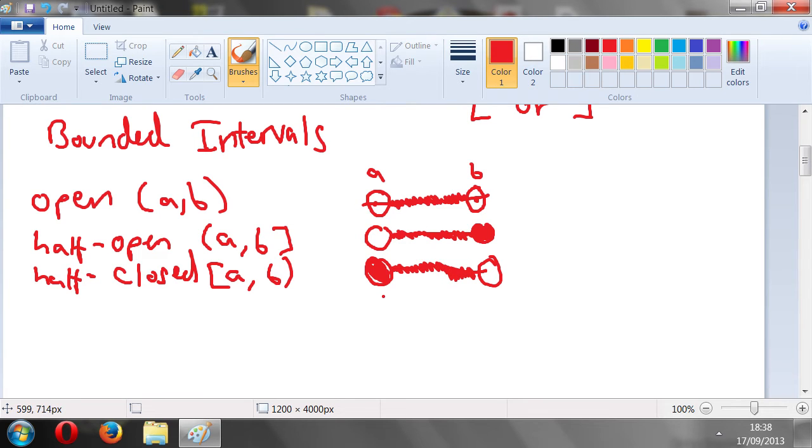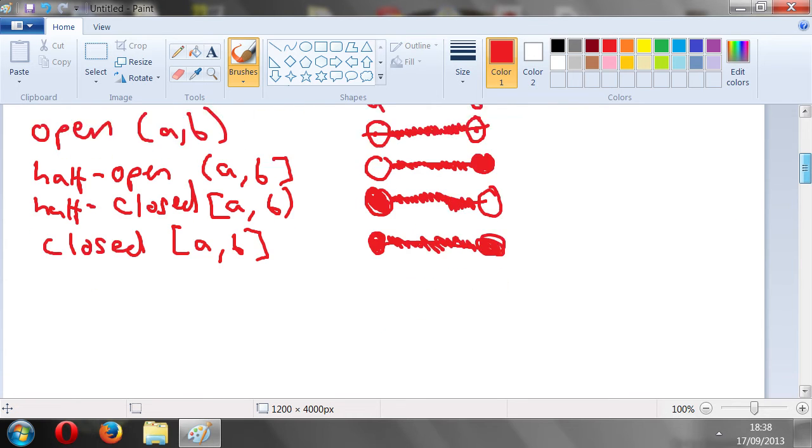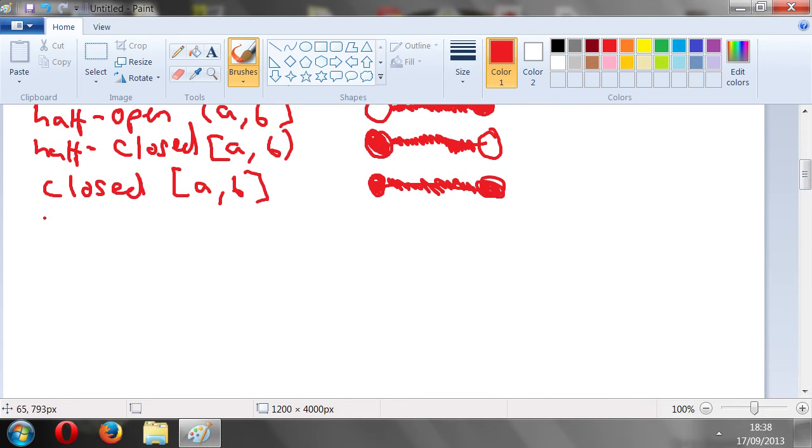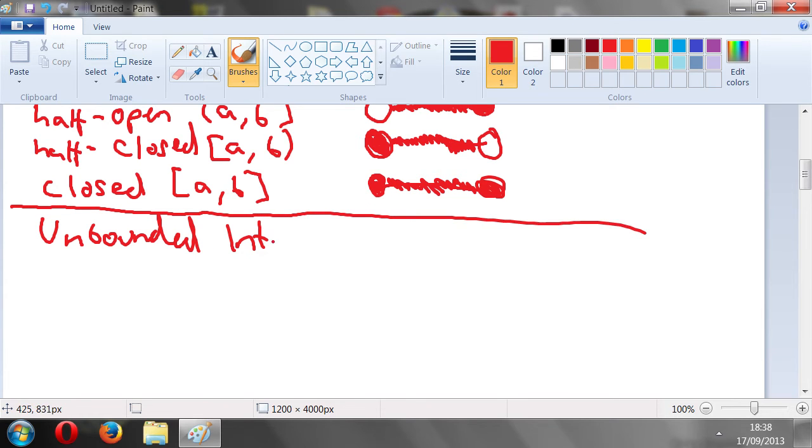Okay, and then we could simply have a closed interval now, like so. And that is this, basically. So there's the bounded intervals. Now for unbounded intervals, let's do those. Unbounded intervals. I'm just going to leave a little gap there. Cool. Okay.